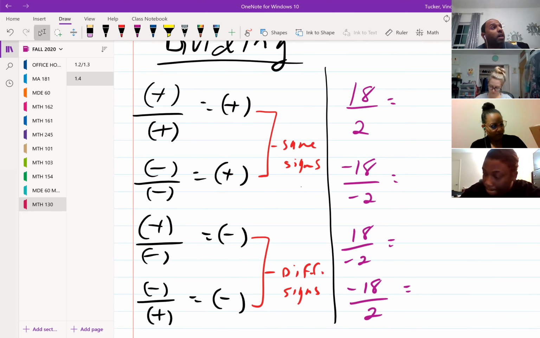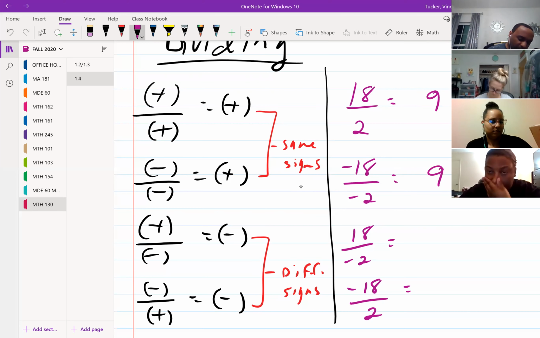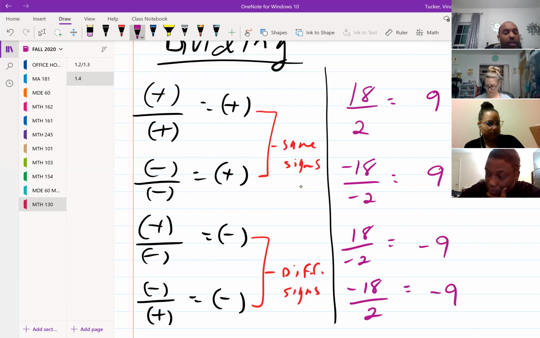So positive 18 divided by positive 2 will be positive 9. Negative 18 divided by negative 2 will also give you positive 9. Positive 18 divided by negative 2 is going to be negative 9. Negative 18 divided by positive 2 will also yield negative 9. All right, any questions on multiplying, dividing?